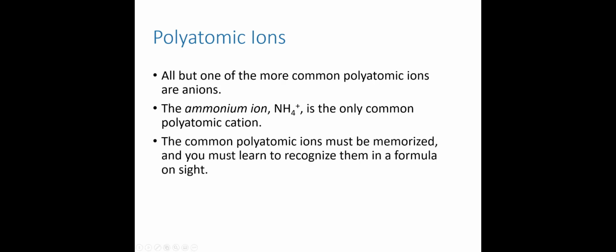So you need to know the common polyatomic ions by memory, and even more important, you need to be able to recognize them as a unit. In other words, when you see this, you need to not see nitrogen and 4 hydrogens. You need to see ammonium. That whole group of atoms is together.